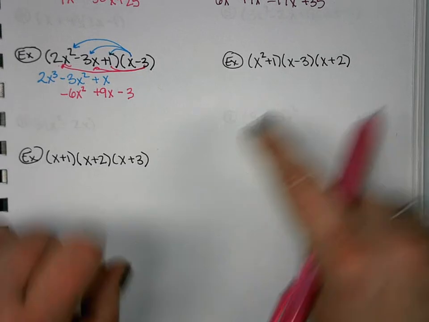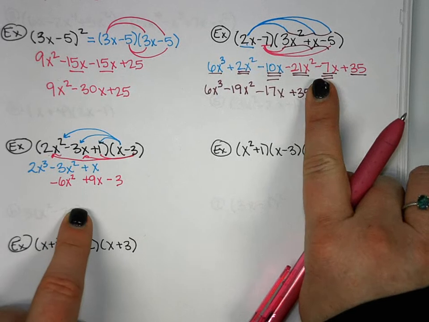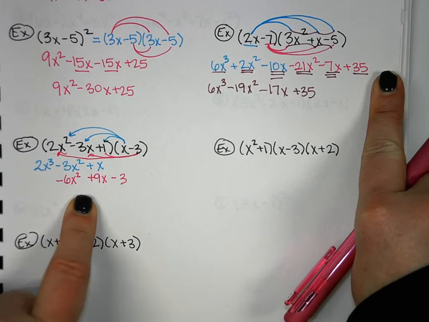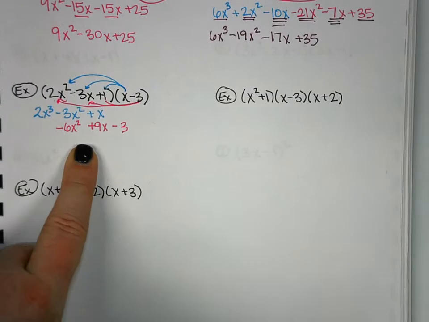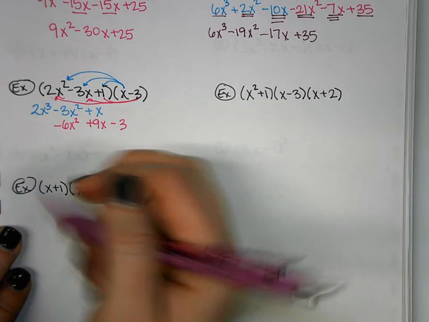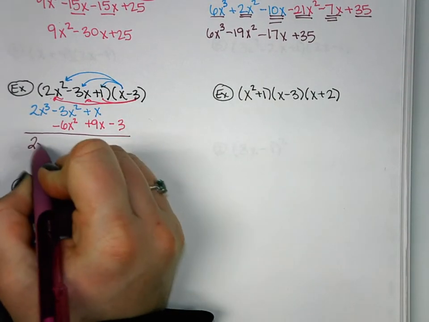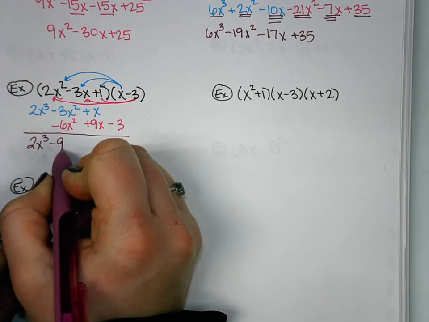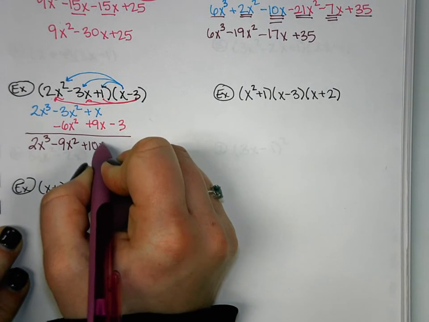Okay, so again, the only difference between these two is here, we listed them out just in one big straight line and then looked for like terms. Some people like to line them up vertically so that they can just add straight up and down. On this one, to finish it off, you can draw a big line and then just add vertically. Negative 3 and negative 6 is negative 9x squared. 1 plus 9 is 10x, and negative 3.